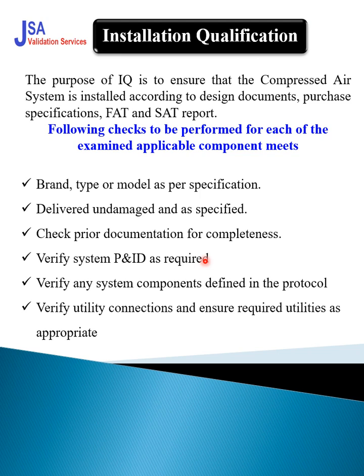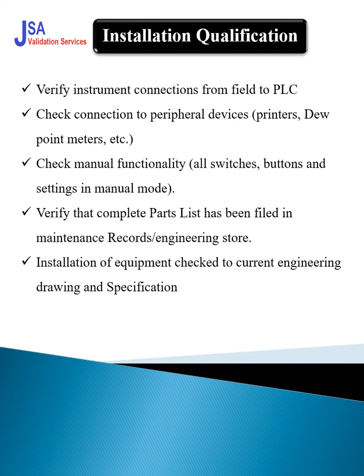Okay, so with the P and ID you have to verify the system component details like IQ, OQ: make, model, serial number, capacity, everything for the components. Then verify the utility connections. Utility should be qualified, connections should be there, and ensure the required utilities are appropriate. Then go for the verification of the instrument connections from field to PLC and PLC to field. Check the connection to the peripheral devices like printer, dew points, or any other gauges and indicators. All the peripheral devices should be connected.